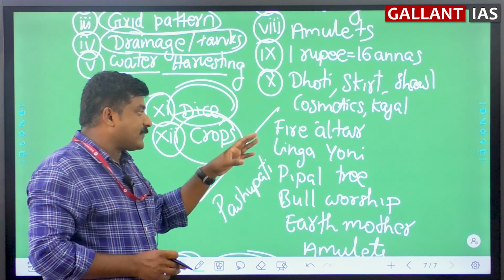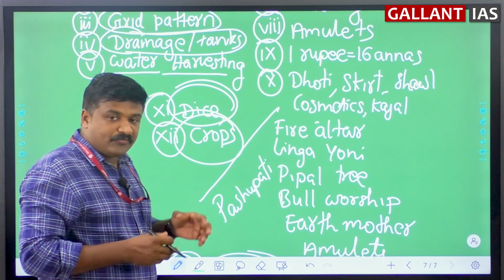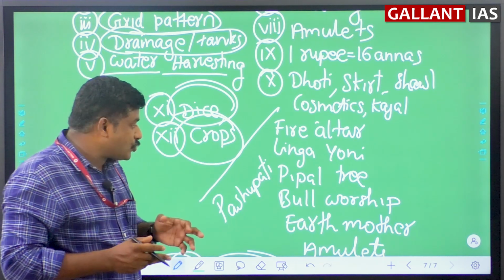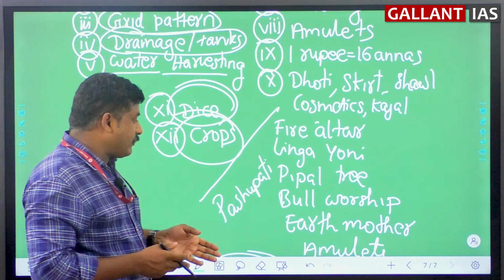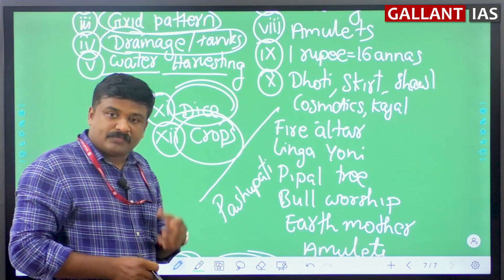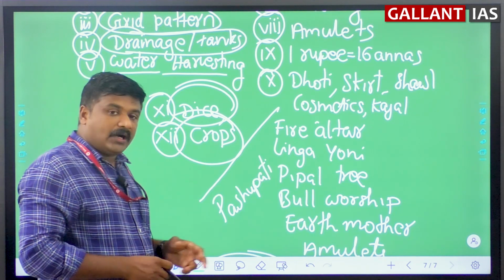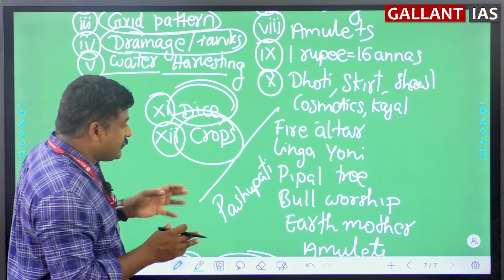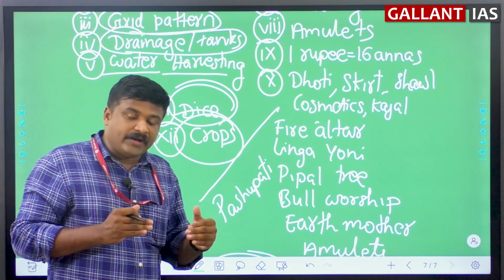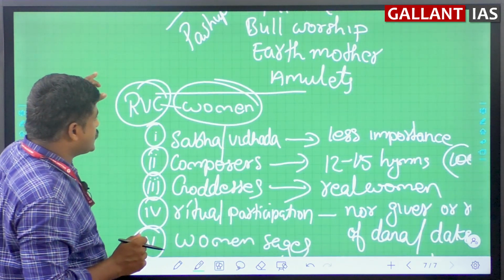In the religious aspects, they had fire altars. We also have fire altars. They had Linga Yoni worship. We also have Linga Yoni worship, Kamakhya temples and all. They had peepal tree worship. Today we also have the same cult. They had bull worship. We also have animal worship today. They had earth mother worship. We also follow the same. Amulet traditions we follow today. Pashupati Mahadeva, the Lord Shiva concept. So many features of this Indus civilization continued to modern day without much breakdown. These are the core points you have to bring if the question is like that.